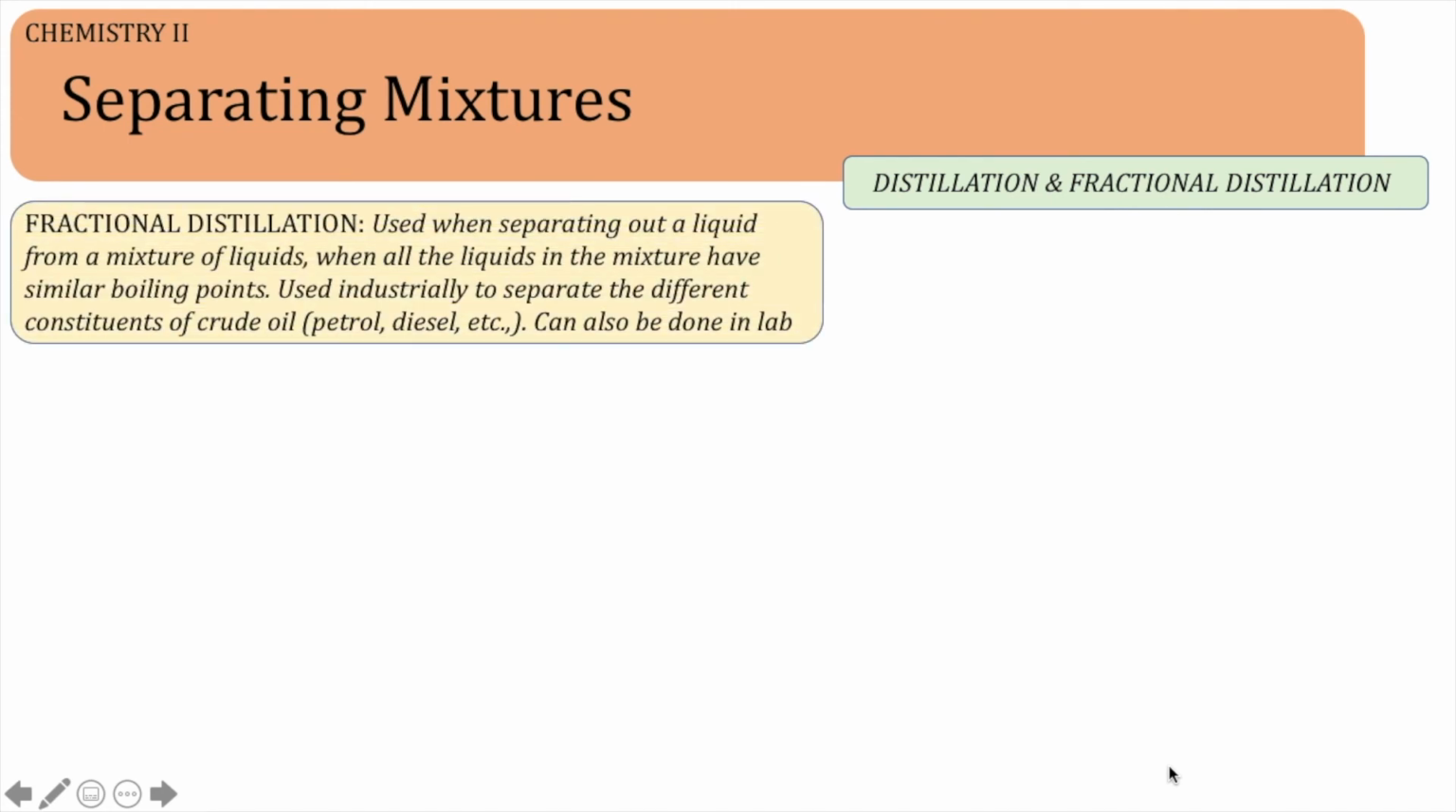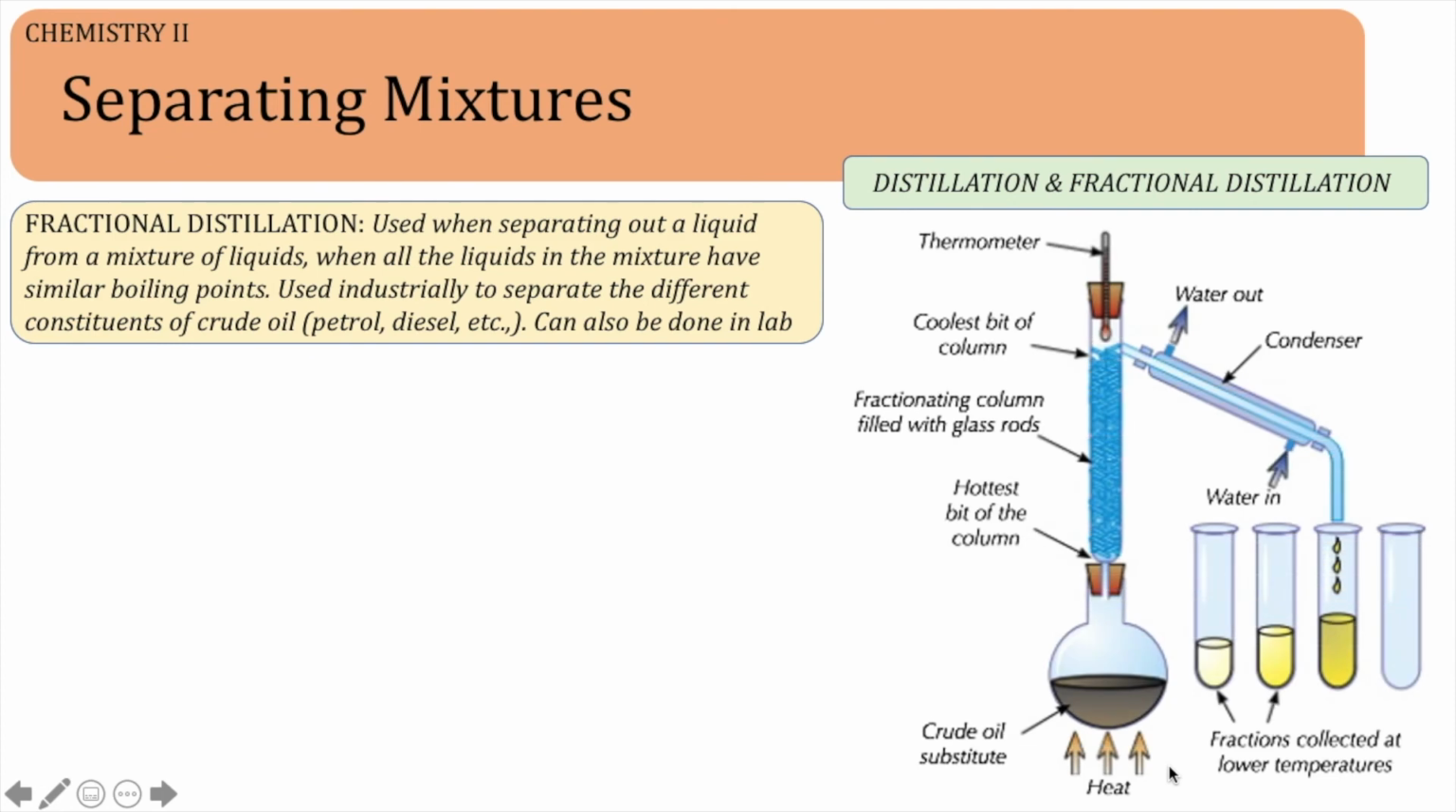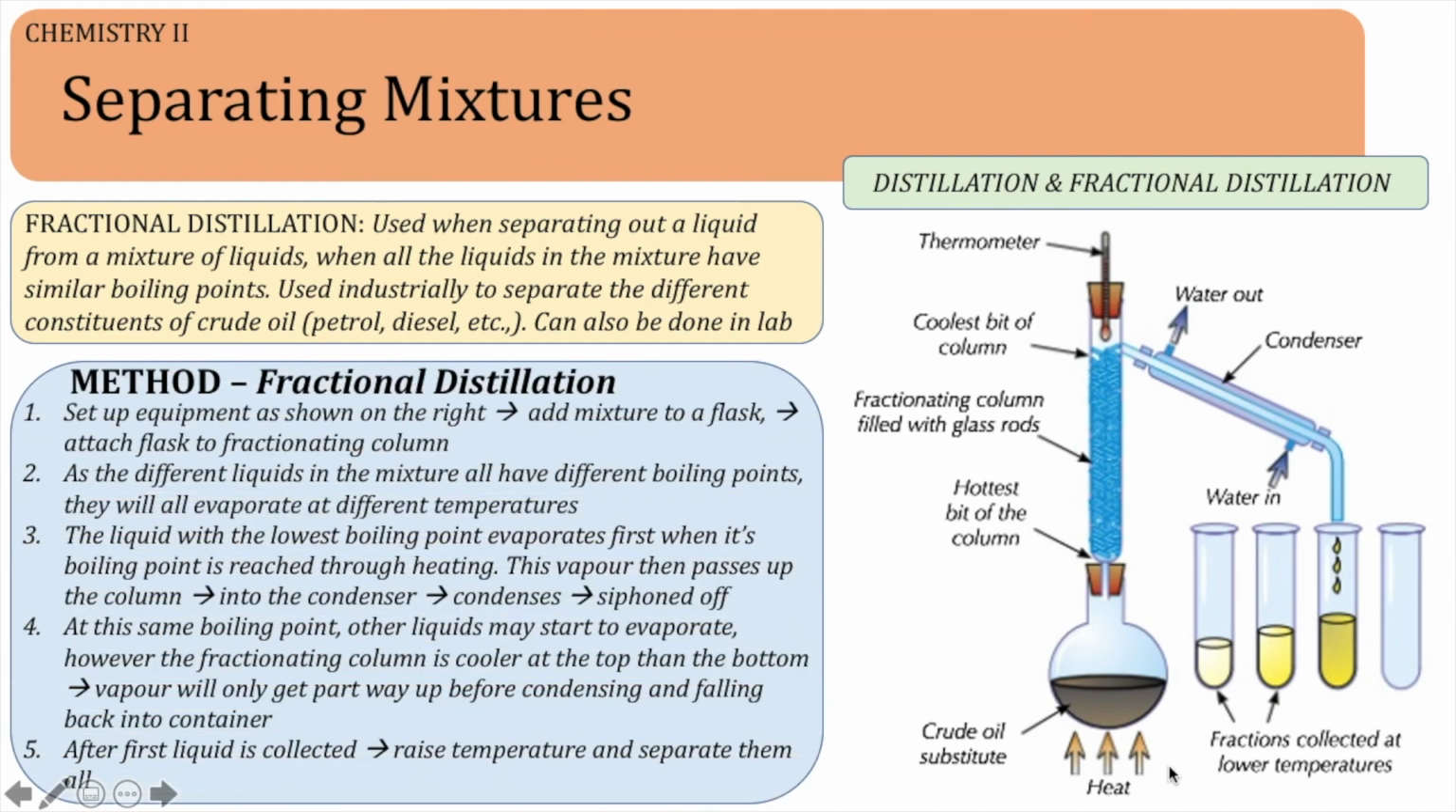This is when we use fractional distillation. We set up the equipment just as before, however now we have glass rods inside the fractionating column. We begin the process just as with simple distillation. We apply heat to the mixture until the boiling point of one of the liquids is reached and wait for it to vaporize and then condense in the condenser and be tapped off. However, as multiple liquids can have similar boiling points, more than one liquid may vaporize at a time.